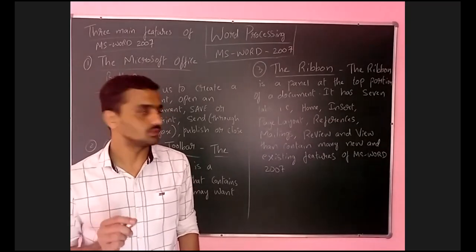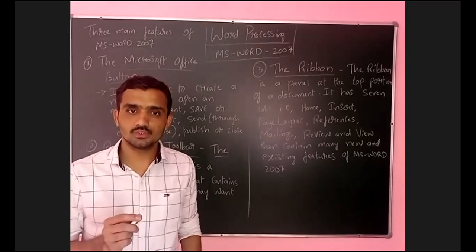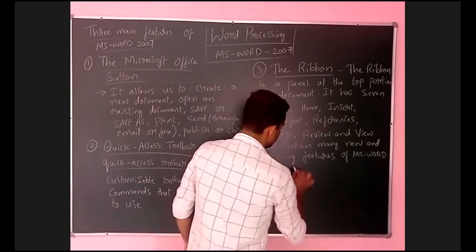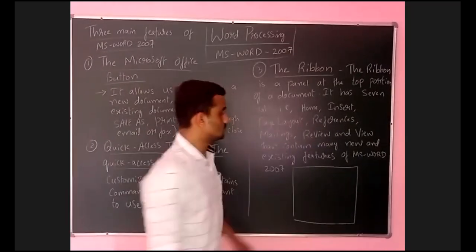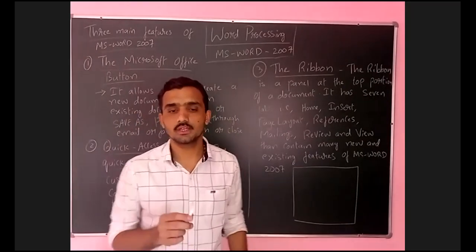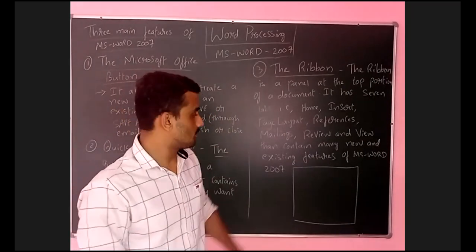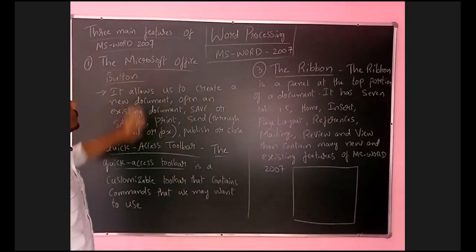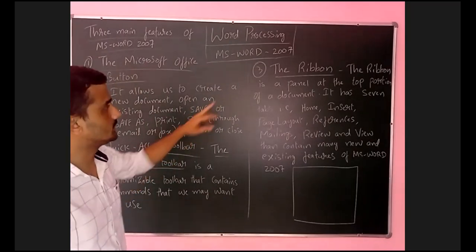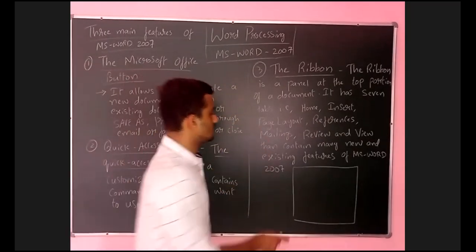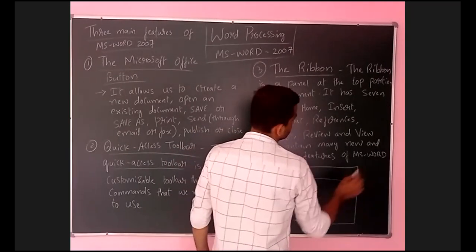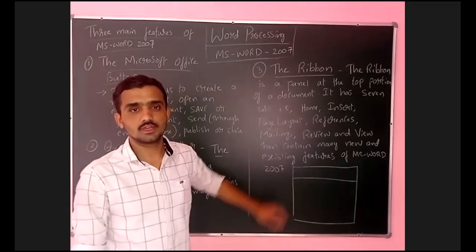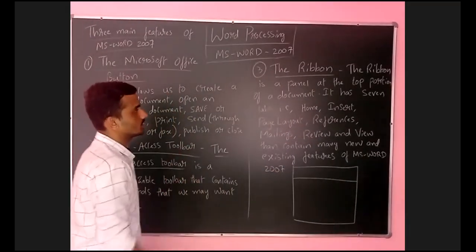document window. When we open software like MS Excel and MS Word, the screen is called a window. In technical terms it is called a window. In the MS Word 2007 window we have these three features: the Microsoft Office button, the quick access toolbar, and the ribbon. These will be present at the top portion of the document. If this is the entire document, the top portion contains the Microsoft Office button, quick access toolbar, and the ribbon.